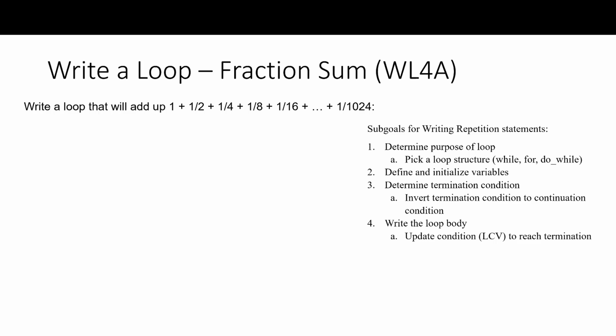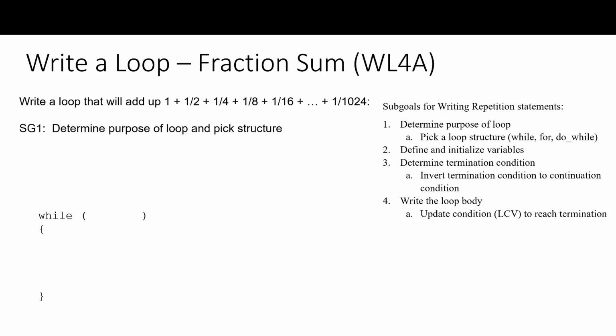We have another worked example for writing a loop that will add up the values 1 plus 1/2 plus 1/4 plus 1/8 plus 1/16 all the way until we get to 1 over 1024. Subgoal 1 is to determine the purpose of the loop and pick a structure. In this case, it is a summation loop. We actually know the number of times that we're going to execute the loop, so it could be a for loop. We're going to write it as a general purpose while loop and leave it as an exercise to convert that to a for loop.